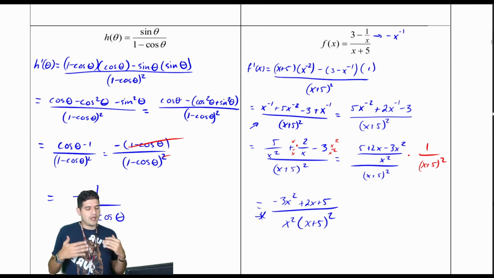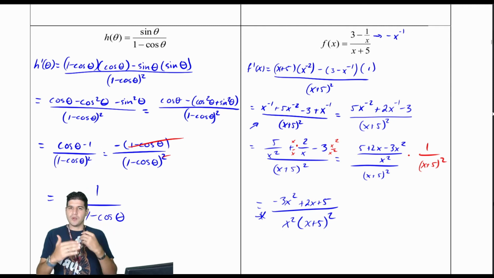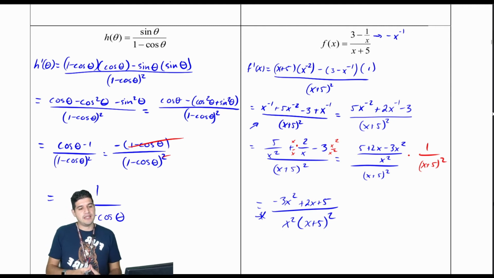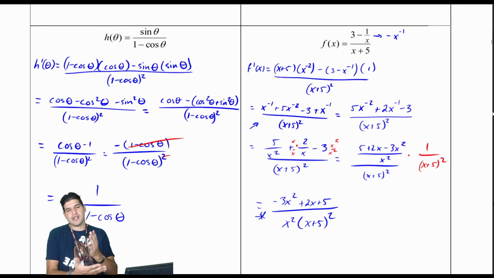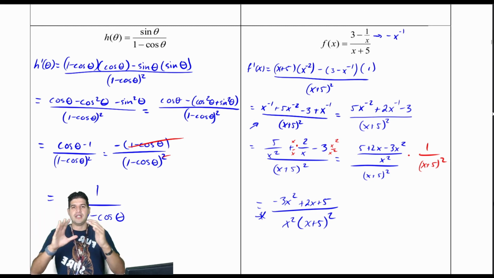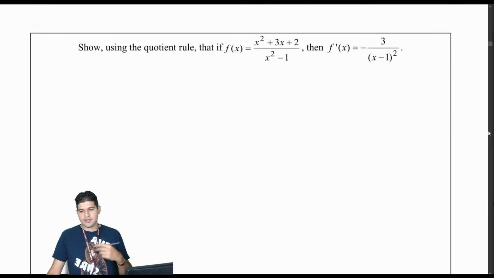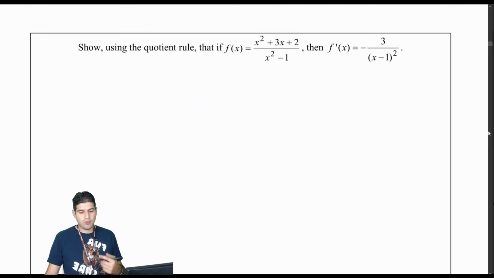Okay, so that's the whole point that we're going through this: the quotient rule ends up looking really messy. But you do need to be very comfortable with it, because these rational functions are going to show up all the time. All right, so now we're going to use the quotient rule to show that we can get this value here, okay?